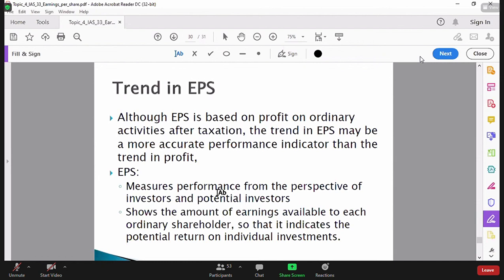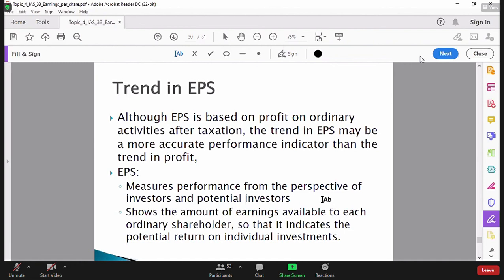And then trend in the EPS. Although EPS is based on profit on ordinary shares after taxation, the trend in EPS may be a more accurate profit performance indicator than the trend in profit. As a potential investor, you are not looking at the profit, how much the company spends on expenses and so on, but we want to know how much the company can give us after deducting taxation. So that's why the potential investors want more accurate performance, they calculate EPS. EPS measures performance from the perspective of investors and potential investors.